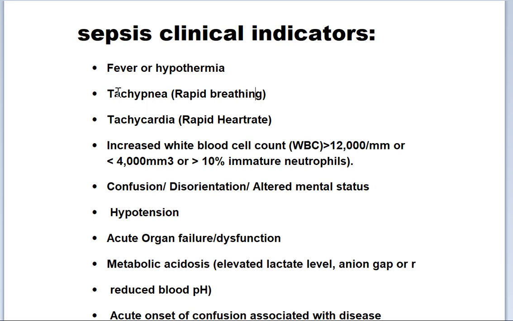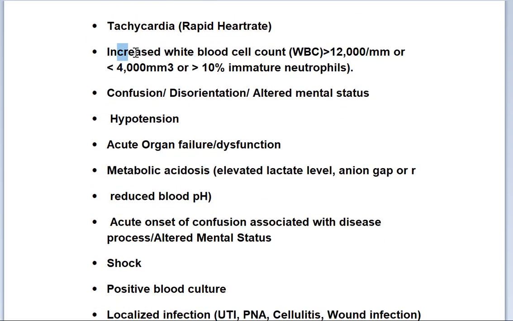Tachypnea means this sepsis patient will mostly have rapid breathing. Tachy means fast, pnea means breathing. Tachycardia, tachy means fast, cardia means heart rate, something related to the heart. So rapid breathing and rapid heart rate will be there, and increased WBC. Since it is an infection, our WBC will go beyond 12,000 per mm, or sometimes it may go less than 4,000, which is abnormal. If it is above 12,000, abnormal. If it is less than 4,000, also abnormal.